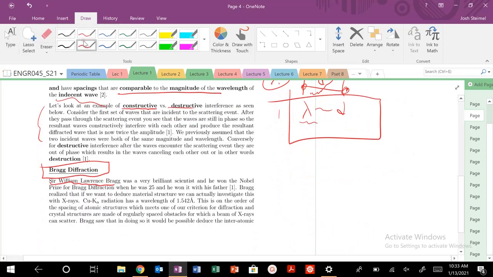We are going to talk about Bragg diffraction. So Sir William Lawrence Bragg is a seminal figure in material science. You're going to hear his name quite a bit. Hopefully you've already heard his name before with Bragg's Law.